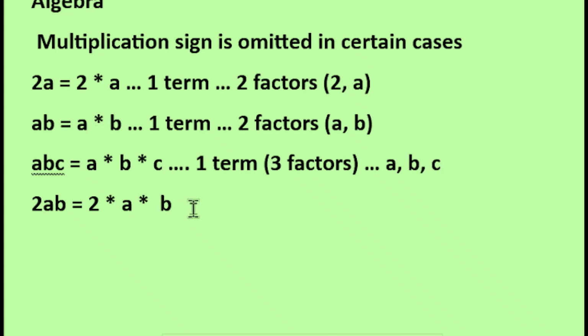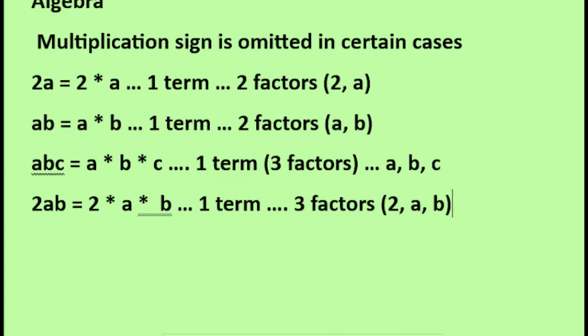Similarly, 2ab also has one term, but three factors: 2 is a factor, a is a factor, and b is a factor. All the things which you multiply are factors, but the term is one.